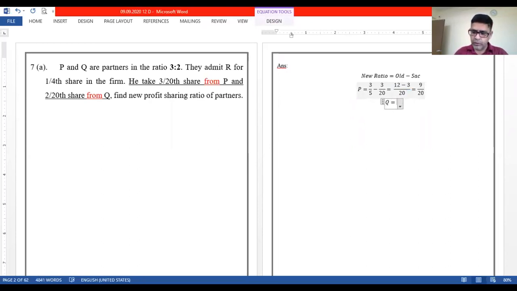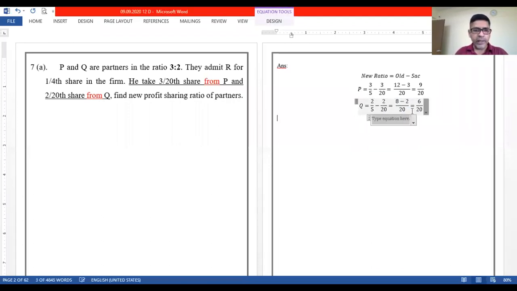Q will be equal to, old share can be seen as 2 by 5 minus the sacrifice, which is 2 by 20, right? Okay, the LCM can be seen as 20. So 4 2s are 8, 8 minus 2, right? Okay, so 8 minus 2 will be 6 by 20.